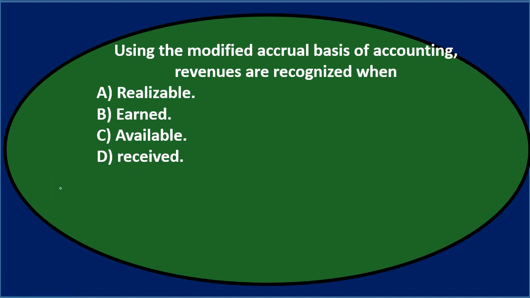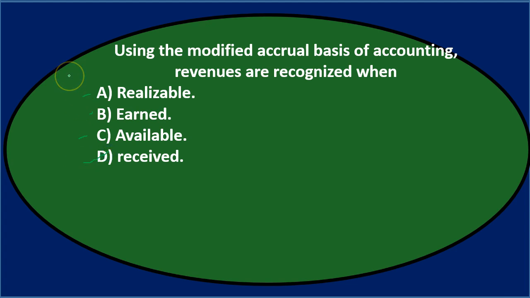Next question. Using the modified accrual basis of accounting, revenues are recorded when either A, realizable, B, earned, C, available, or D, received. Let's go through this again using the process of elimination. Using the modified accrual basis of accounting, revenues are recognized when either realizable, so that sounds like a key term, I'll keep that for now. B says earned, that's usually when we recognize revenue under an accrual basis. C says available, and that sounds reasonable. And then D says when received. When revenues are received, you would think that's when cash is received. It seems more like a cash basis, so I don't think that's going to be it.